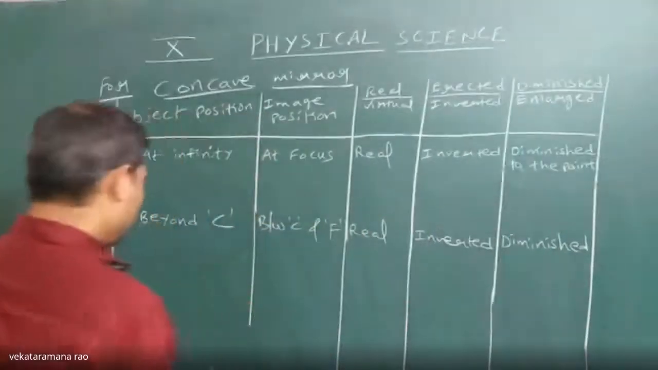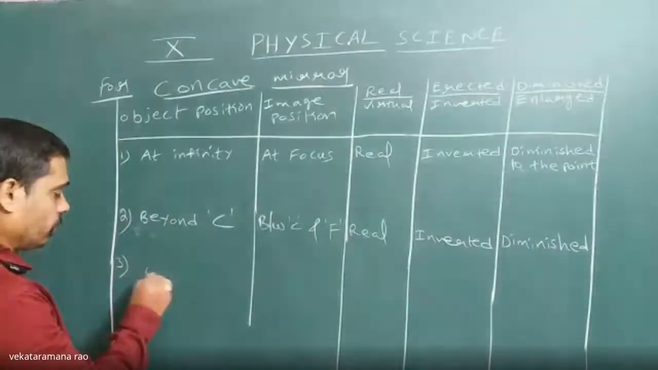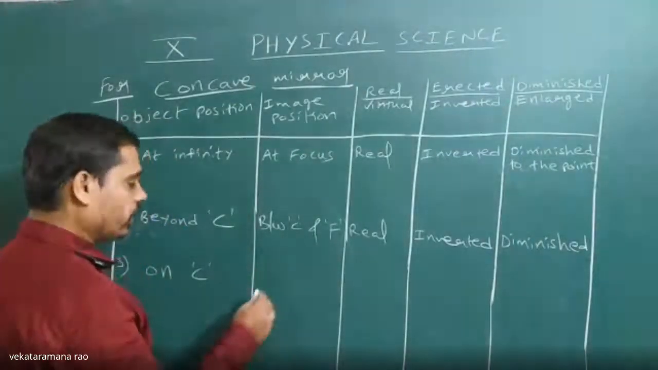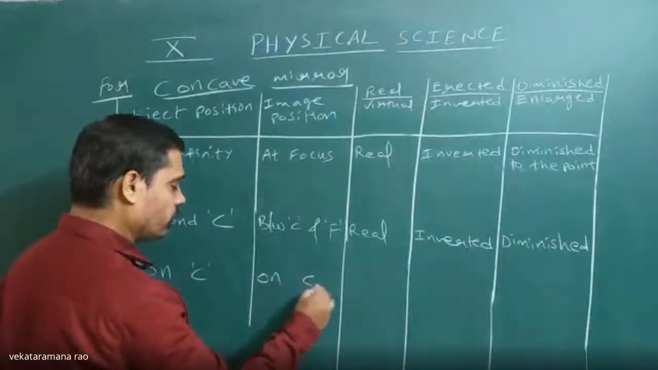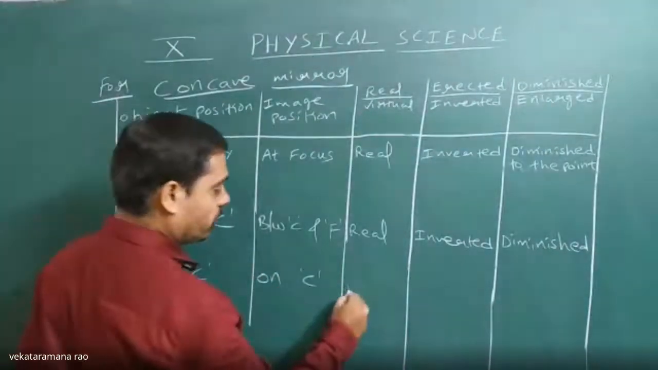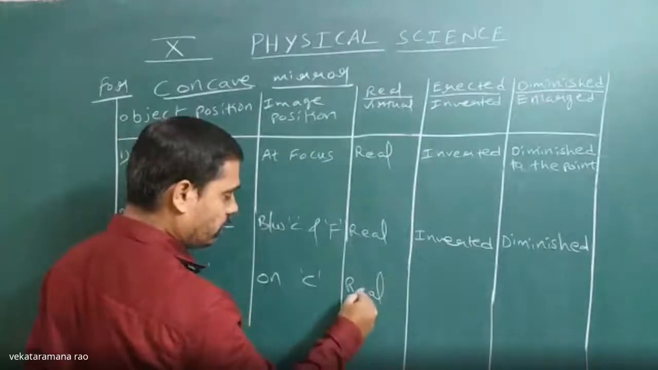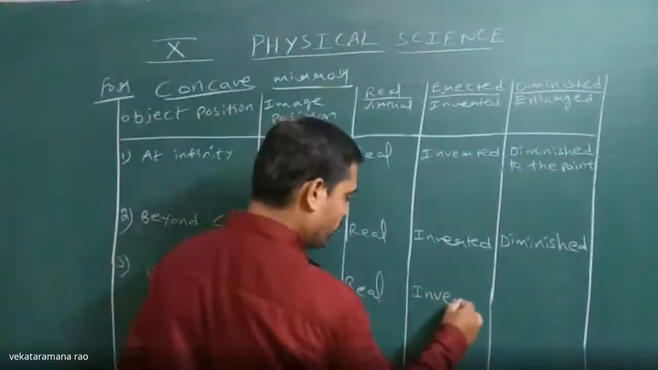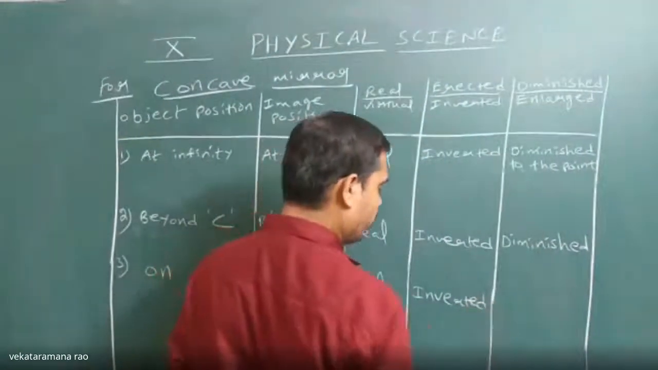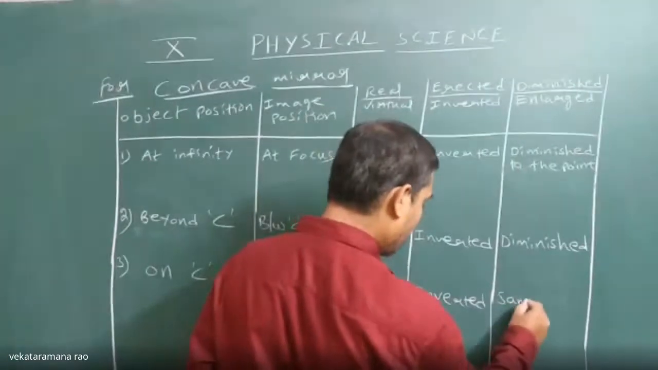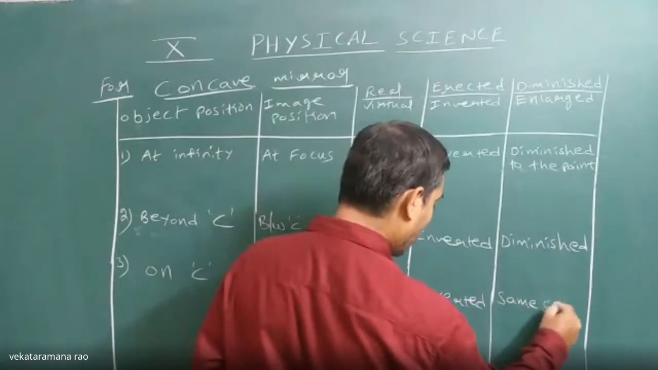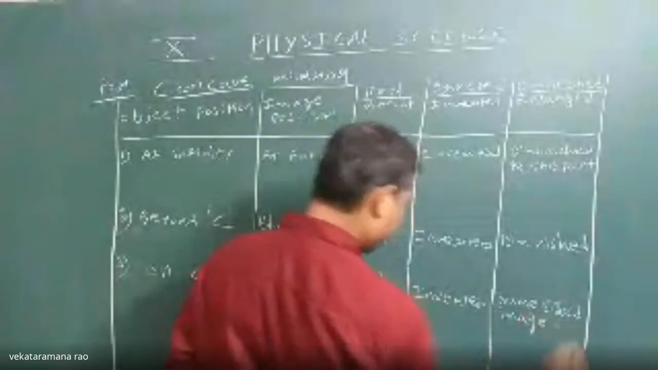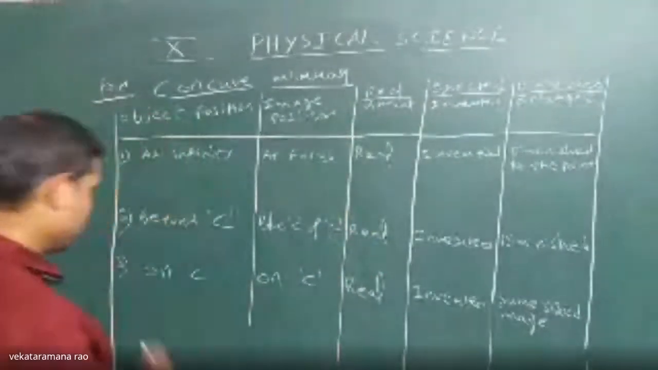Now third case, where the object will be on the center of curvature. Where are you getting the image? On the center of curvature only. Now is it a real image? It's a real image. Is that an inverted image? Yes, it's an inverted image. Now is it diminished? No, it's neither diminished nor enlarged, it's the same size image.